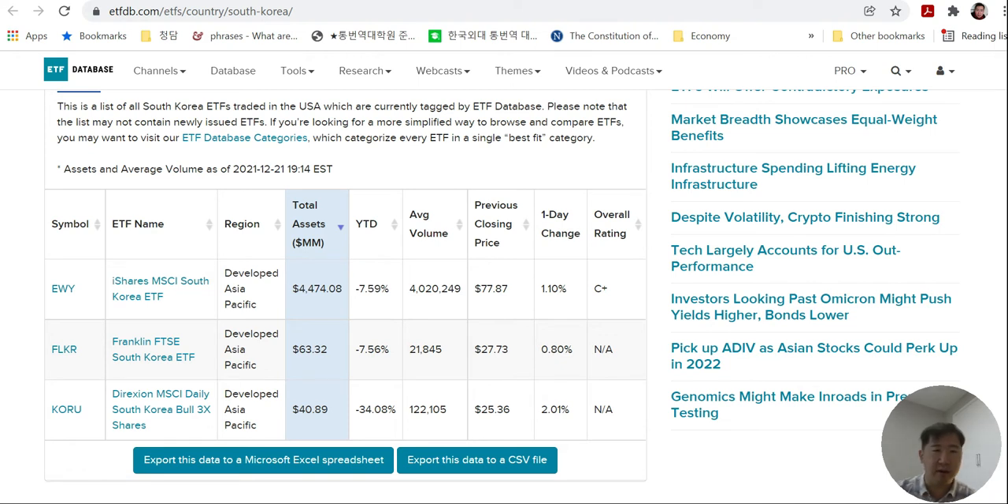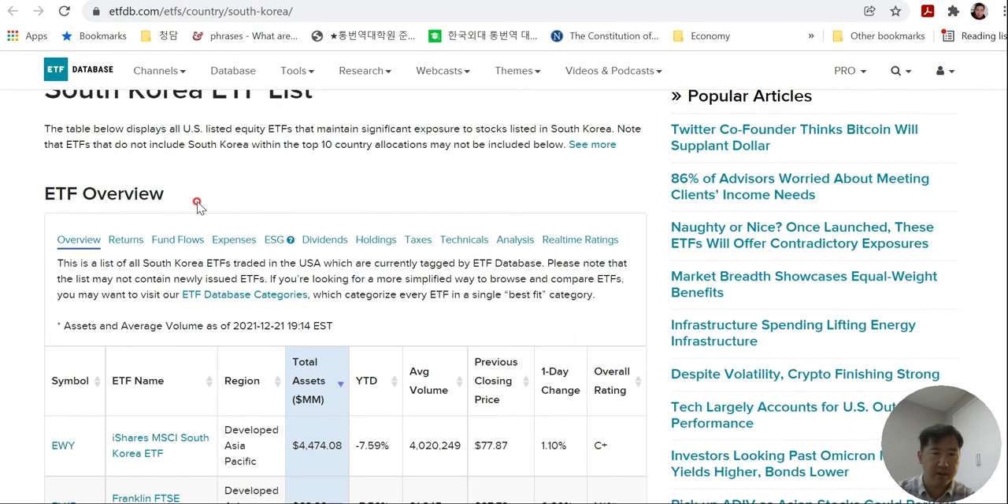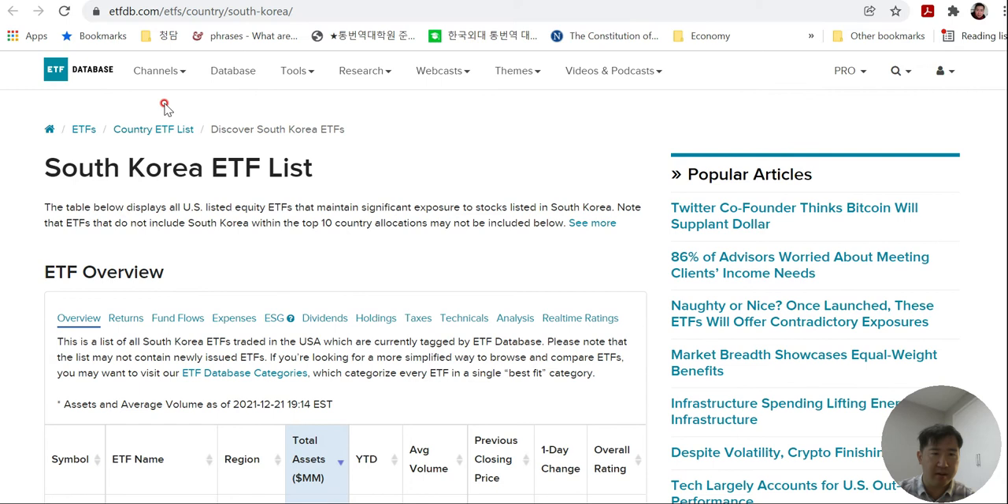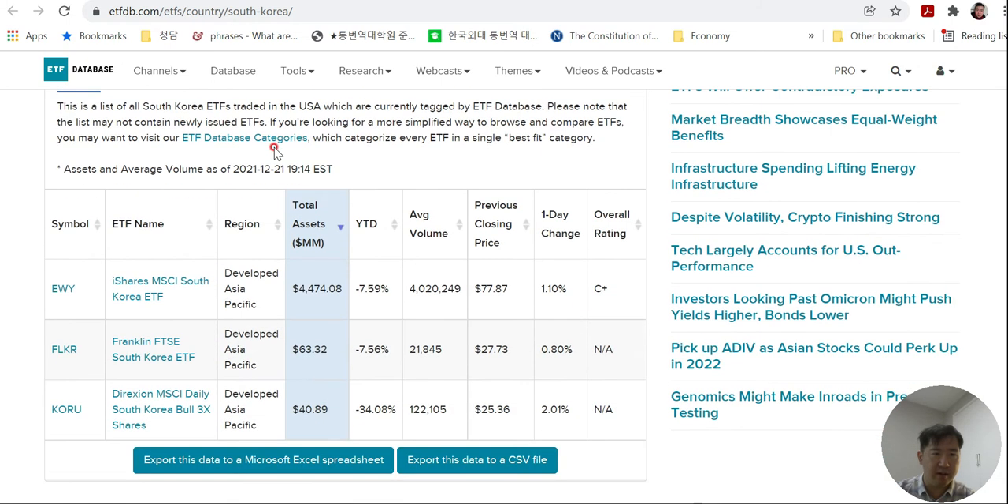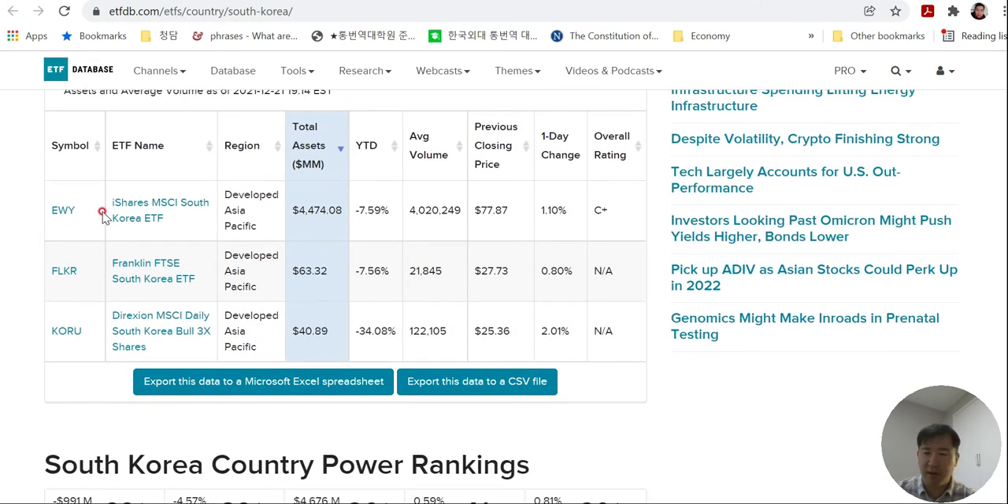I'm going to talk about the Korean stock market. So, how can you actually invest in the Korean stock market? Buy Korean ETFs, right? This is the ETF database webpage, and they show you two Korean ETFs, right? Korean stock market ETFs. One is from iShares. It derives from MSCI indices, and this one from FTSE, Franklin FTSE South Korea ETF.